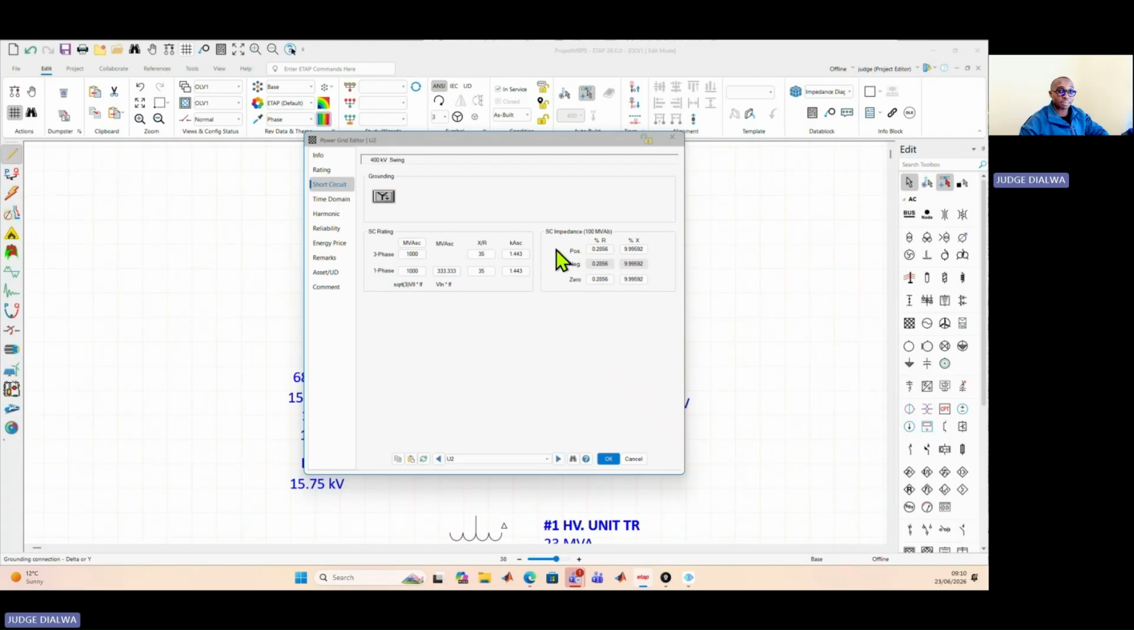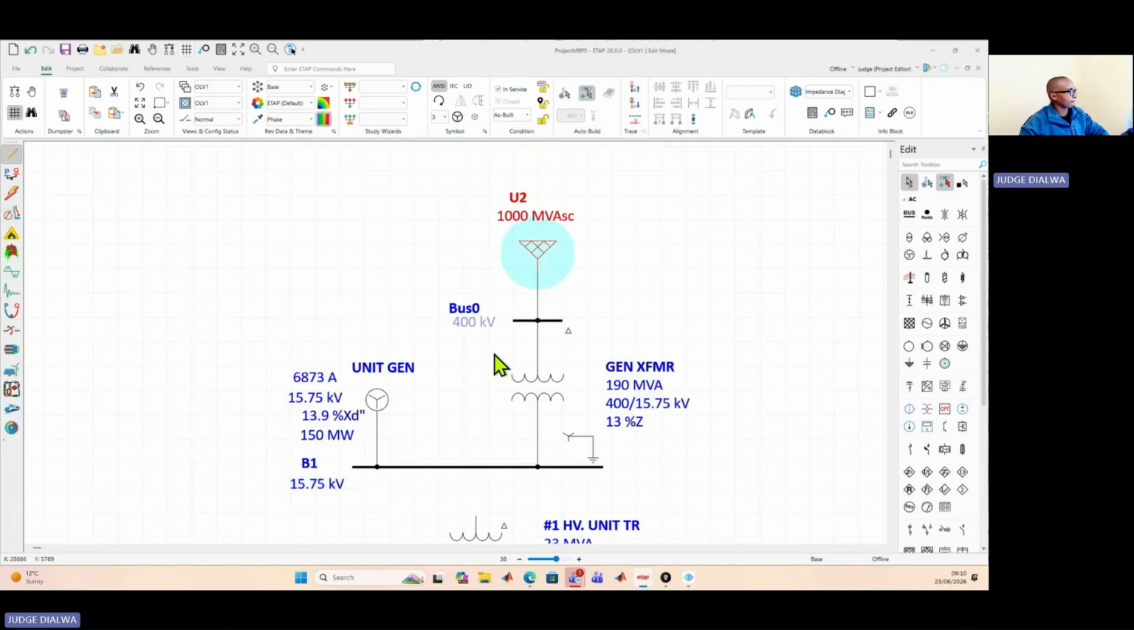The short circuit impedance at the base 100 MVA. These are in percentage, and these are equivalent to the per unit that we calculated in our last video. So these I had to manually enter. So I just focus on the positive sequence, and then it calculated the rest of the negative and zero sequence. So that is that with our utility grid.